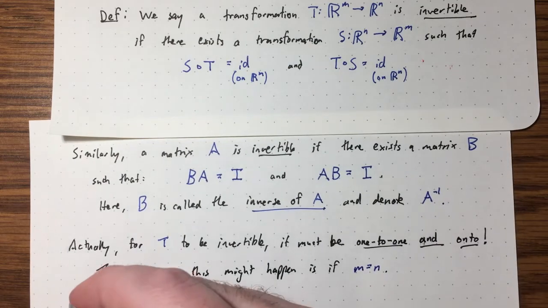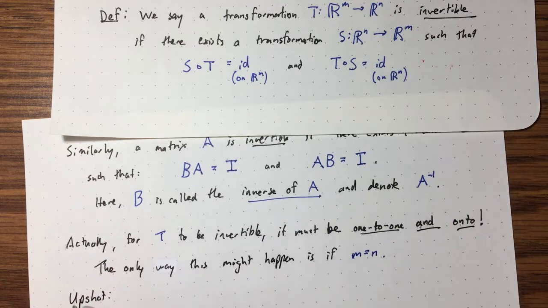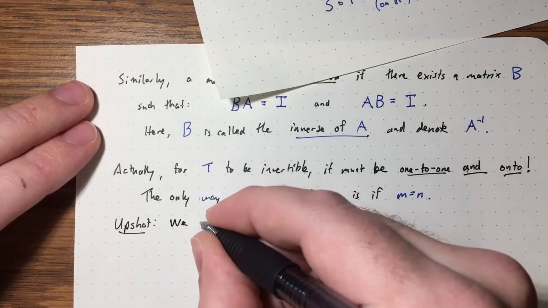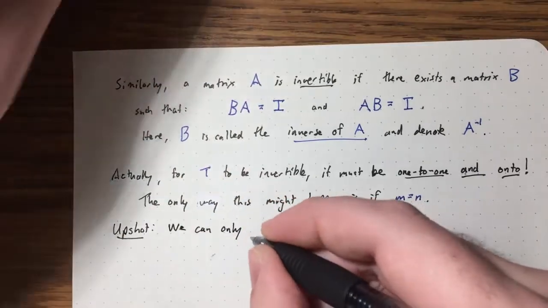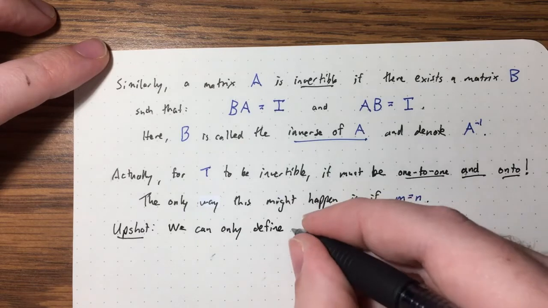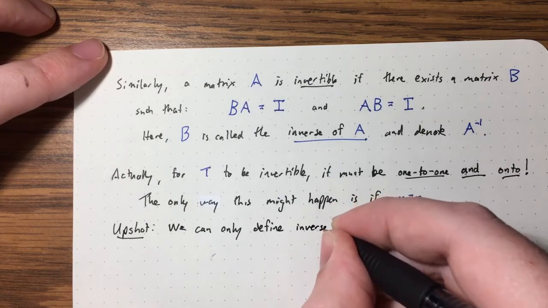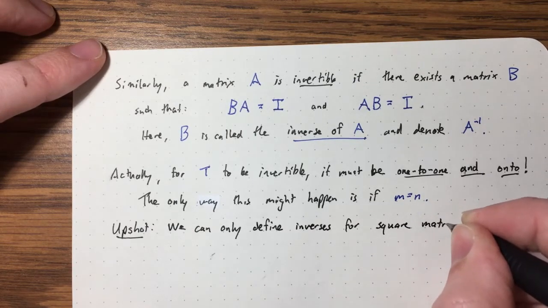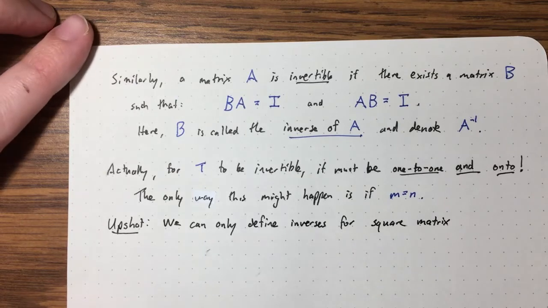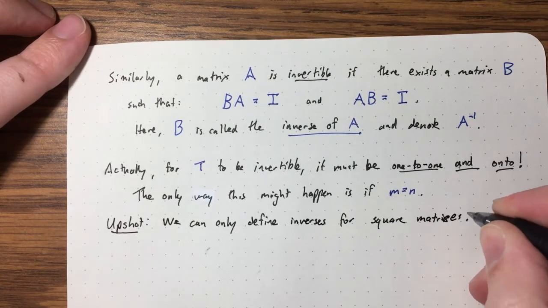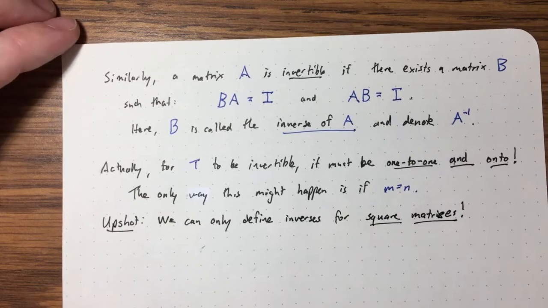So what's the upshot here? And very, very important: we can only define matrix inverses. This is the only situation we can even talk about the inverse. So we can only define inverses for square matrices. Okay, if it's not square, then it represents a transformation that either cannot be one-to-one or cannot be onto. Right? Very important.